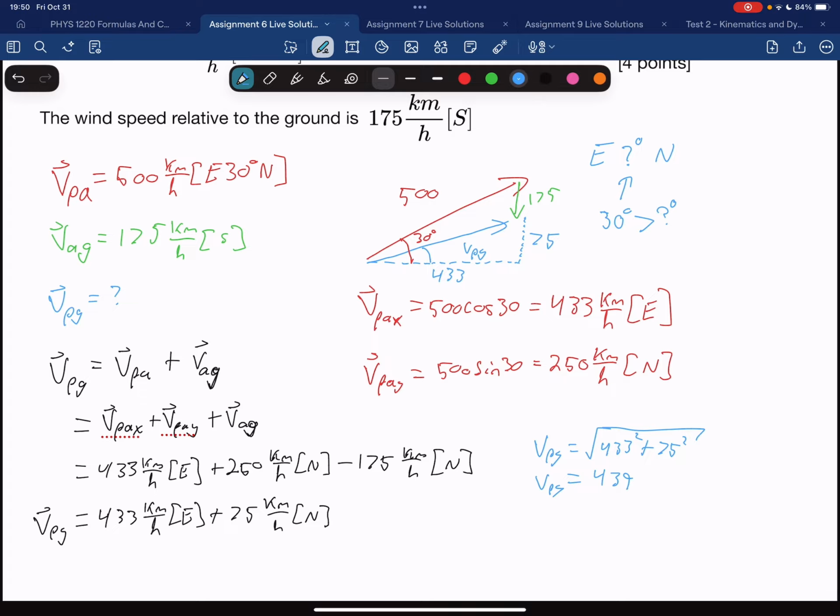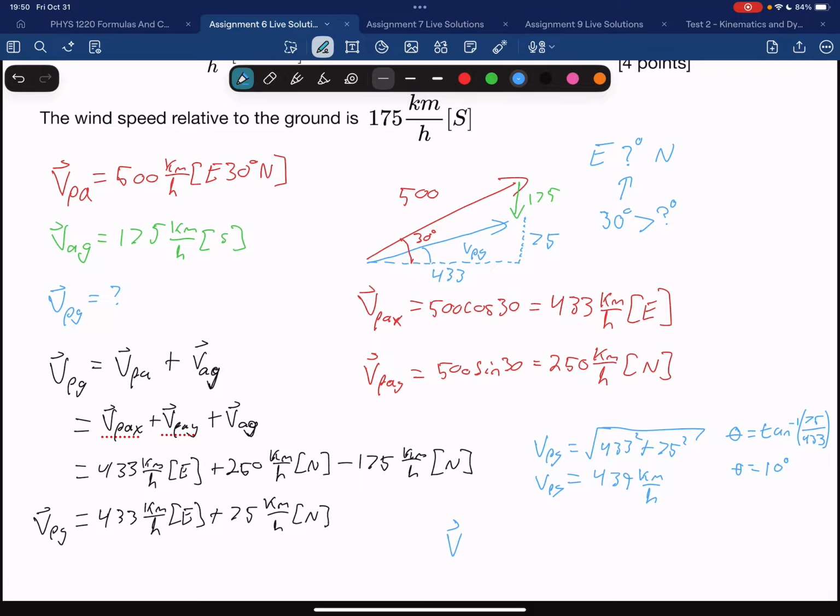And that means that, oh, and I need my angle now too. So that was 439 kilometers per hour. For the angle, I'm going to use trusty theta again, or tangent to find theta. And here I'm going to have 75 over 433. This theta is going to give me something very, very close, just under 10 degrees. I'm going to round that up to 10 degrees.